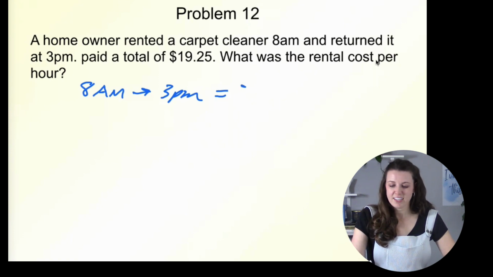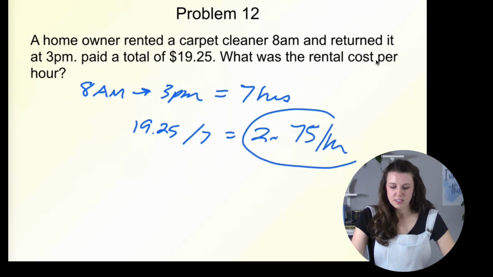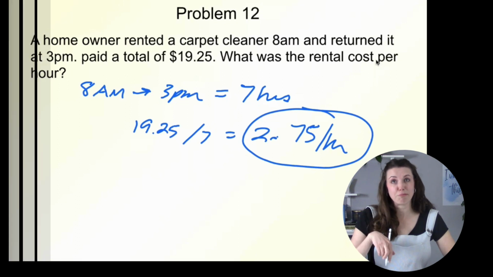hours, right? And now I'm going to take my total, $19.25, and divide that by the 7 hours, and I get $2.75 per hour. It's been a while since I've rented a carpet cleaner, but I feel like that's pretty cheap.